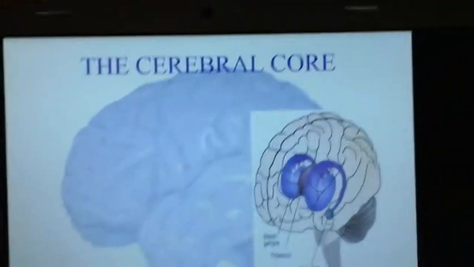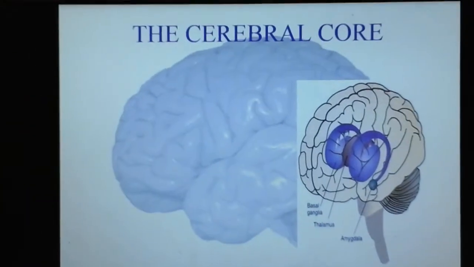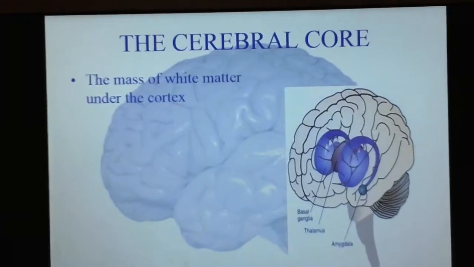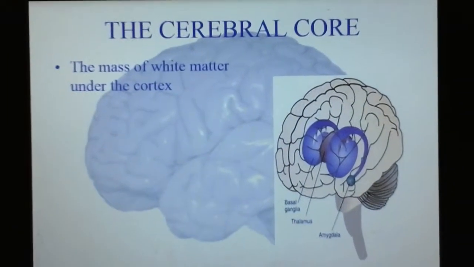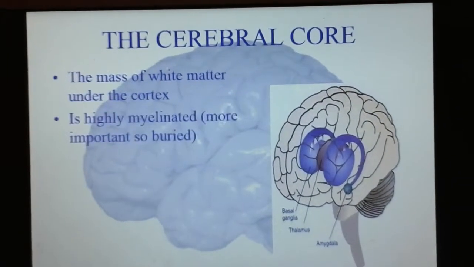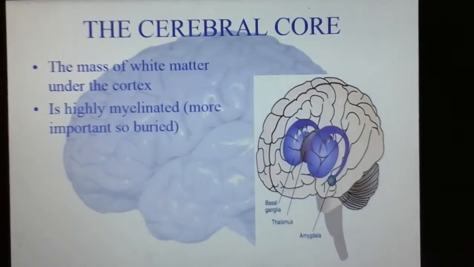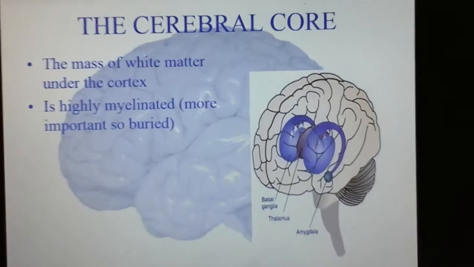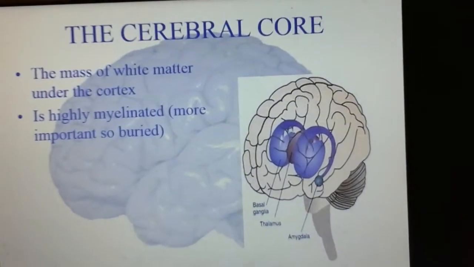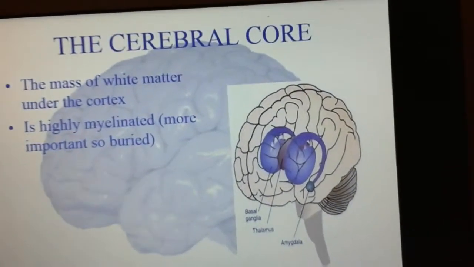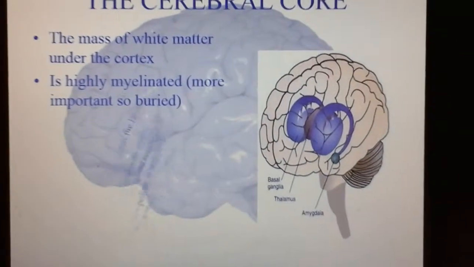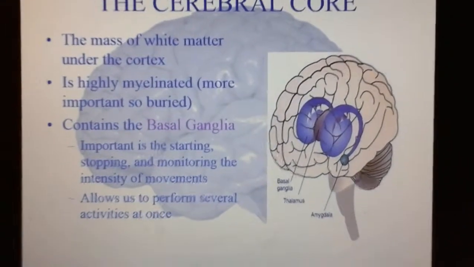It's going to be those real important nerves buried down deep inside of your brain. So in the case of your core, again, it's going to be white matter. And it's going to have a lot of myelin. They're more important, so they're going to be buried. So this is where your corpus callosum will be found. This is where that little bridge is found. Okay. And there's lots of nerves in there, but I want to just leave off with this thing called the basal ganglia.